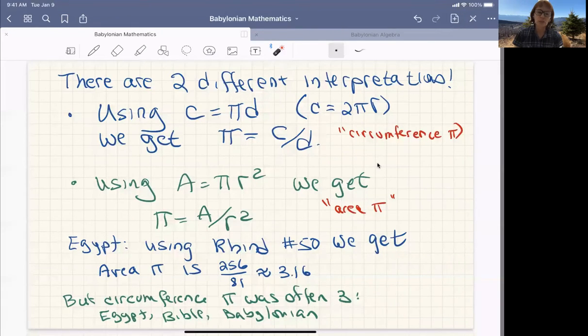Now we saw that the Egyptians in the Rhind papyrus, problem number 50, took a circle and put it into a 9 by 9 square and then basically counted squares to figure out what the area of the circle would be. And then looking at that calculation, we concluded that the value that they would have used for pi is about 3.16.